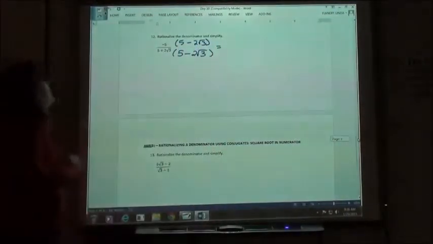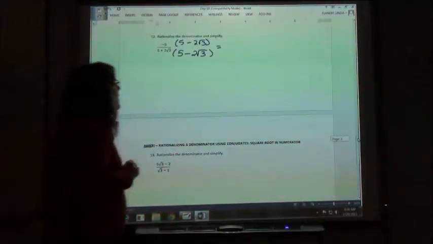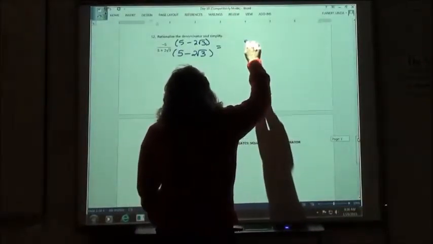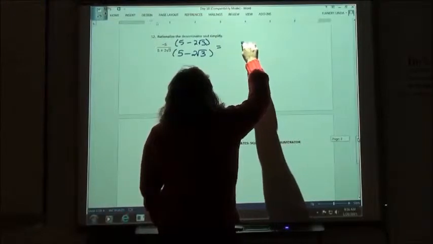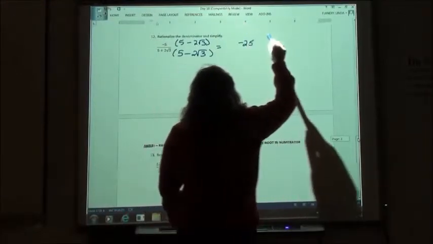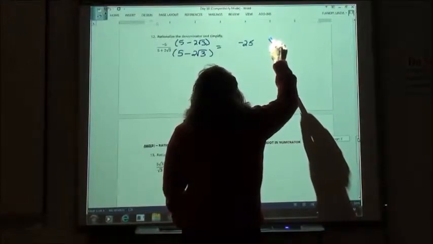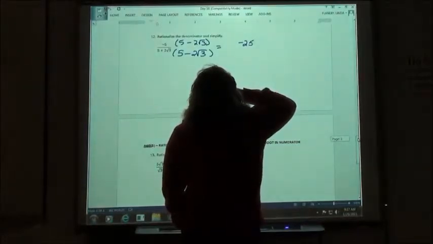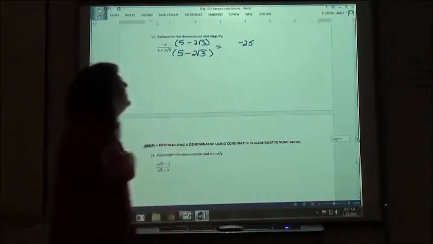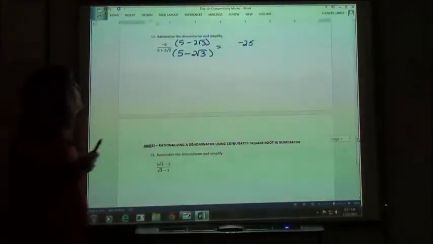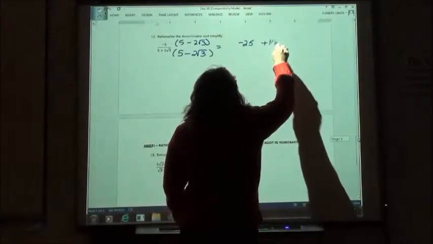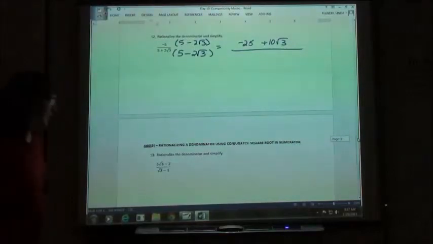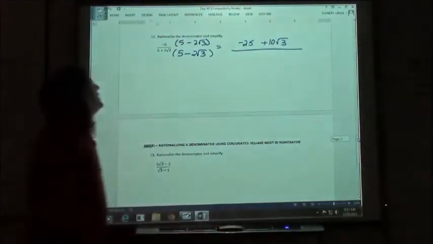And so on the top we're going to get negative 25, plus 10 square root of 3, plus 10 square root of 3. Now we got to FOIL out the bottom.